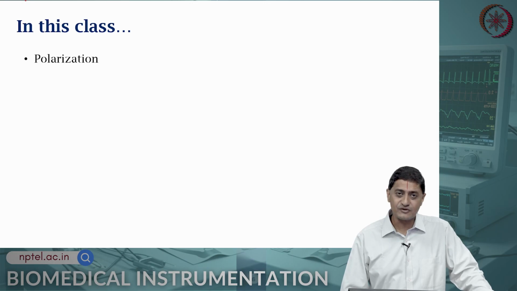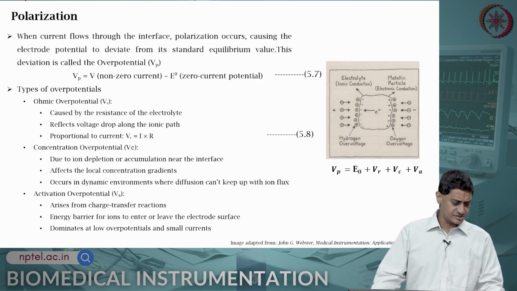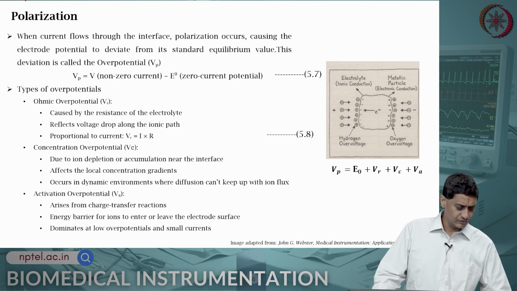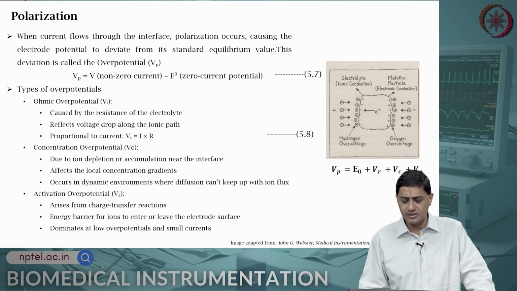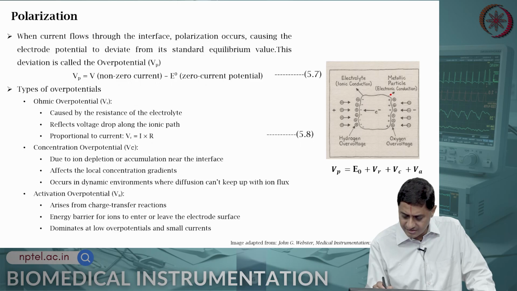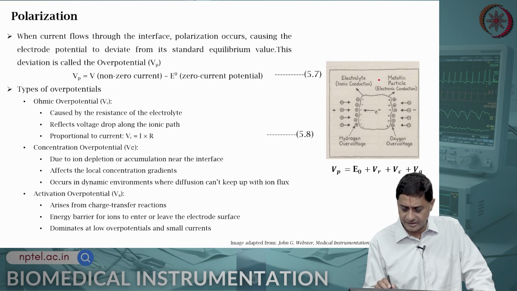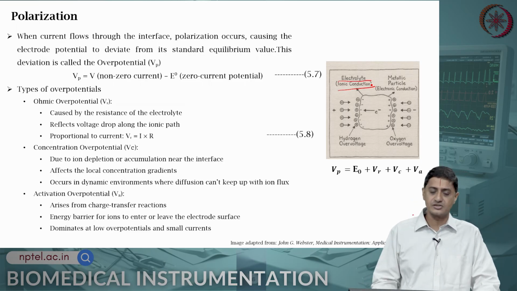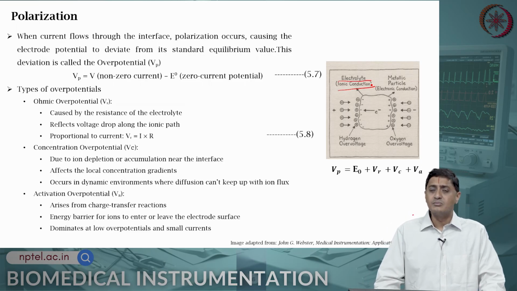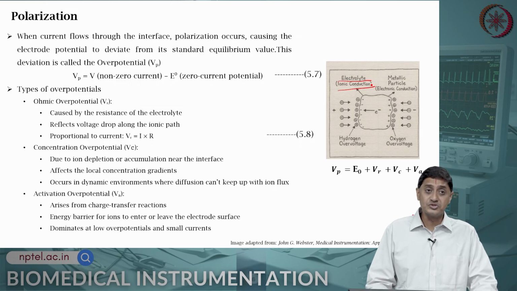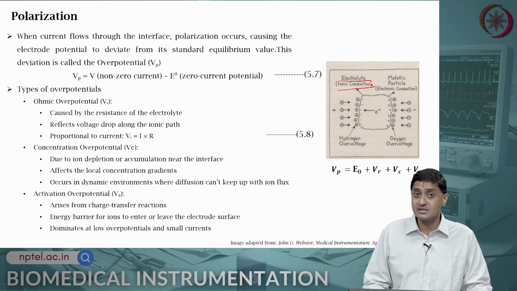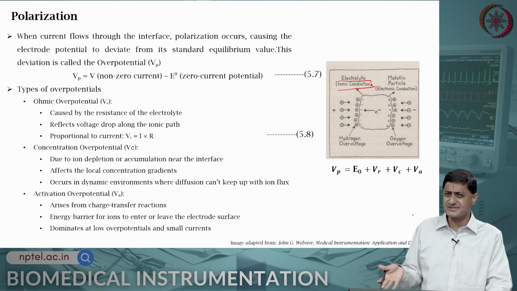So, in this class, we focus on polarization. What is polarization? It is what happens when current flows through the electrode electrolyte interface. So, here is a metallic electrode particle and there is an electrolyte interface. When current flows through this electrode electrolyte interface, polarization happens. Technically speaking, this should not happen in an ideal electrode, but it normally happens.